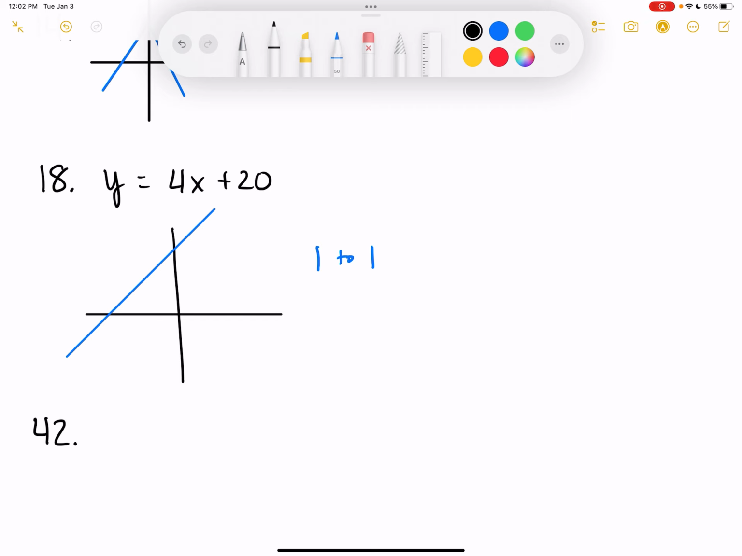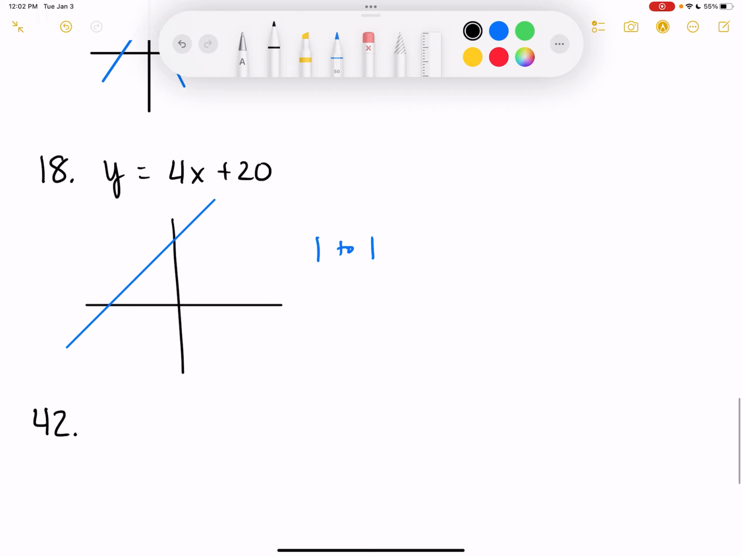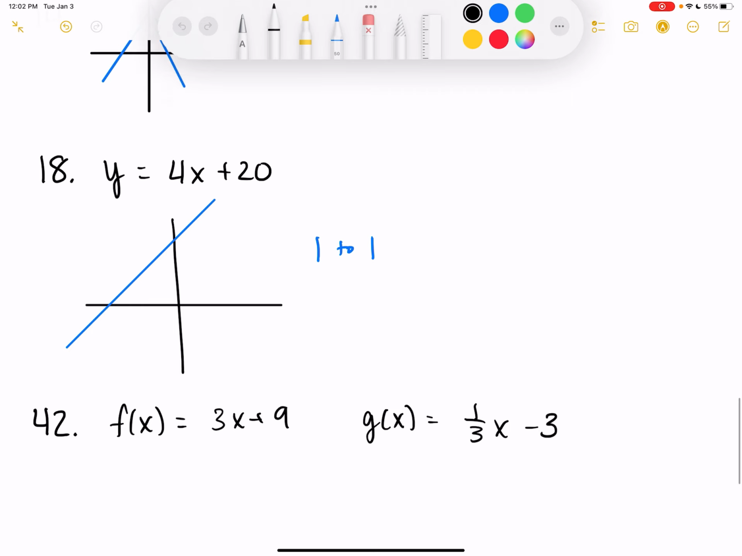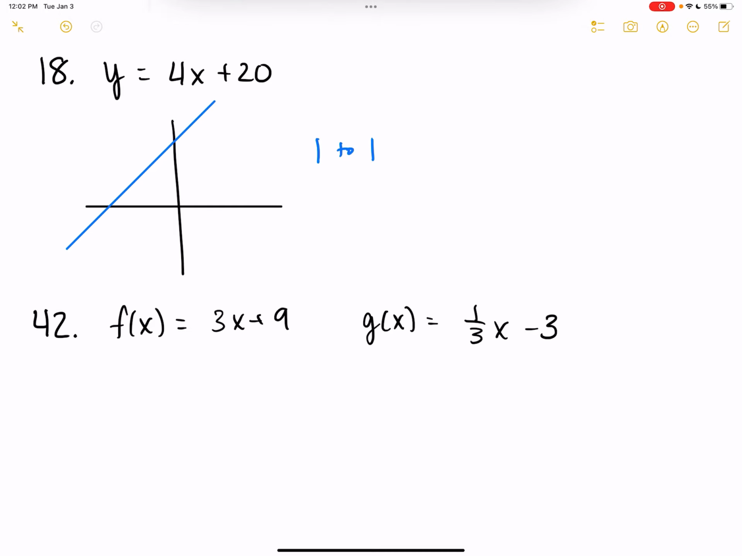All right. Use the definition of inverses to determine whether f and g are inverses. So we are given f of x is equal to 3x plus 9. G of x is equal to 1/3 x minus 3. So we're plugging each function into the other one, and if it's equal to x, then they are inverses. You have to check both ways, but if the first one you check is not, you would not have to check the other one, because right away you could say that it's not an inverse.